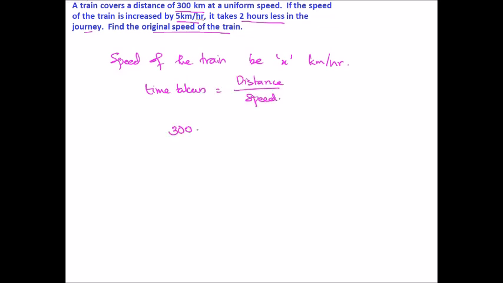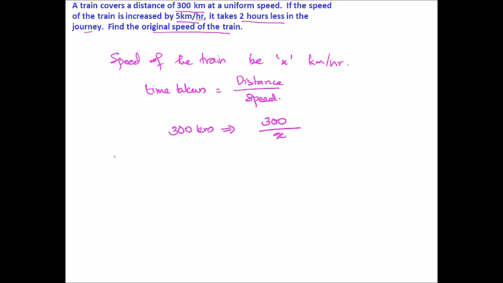Now, let the constant speed of the train be x kilometer per hour. Now we use the formula: time taken is equal to distance divided by speed. For traveling 300 kilometers, the distance is 300 kilometer and the speed is x.